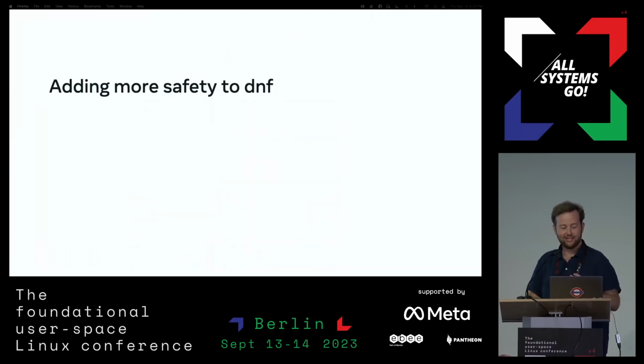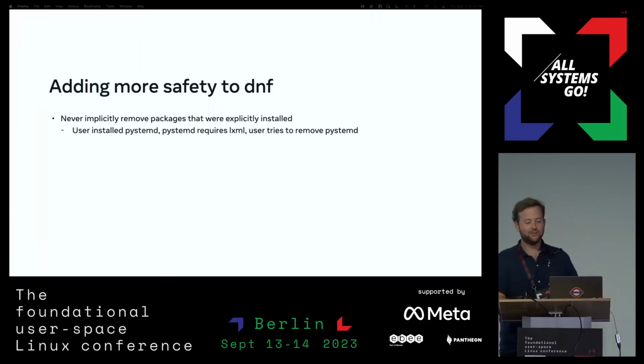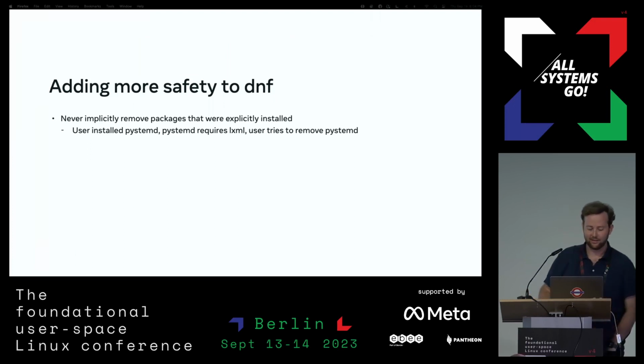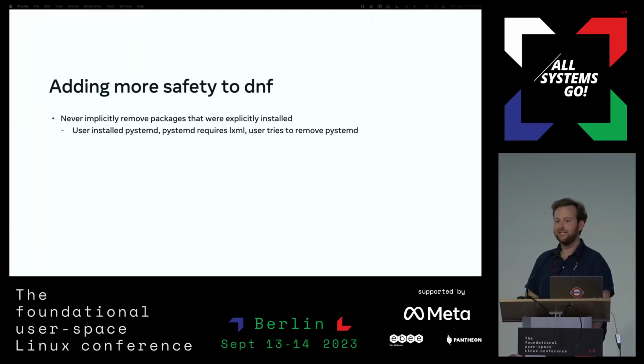So that gets us the packages installed and removed correctly. But DNF still has some footguns that we want to eliminate because we want to eliminate surprise. So for example, we never want to implicitly remove a package that a user explicitly asked for. For example, if you install pystemd, Python bindings to systemd, that requires LXML. If you then tried to remove LXML, DNF would normally happily remove pystemd for you as well, but we don't want that to happen because the user asked for pystemd, so we'll only let that happen if they request to remove both packages.